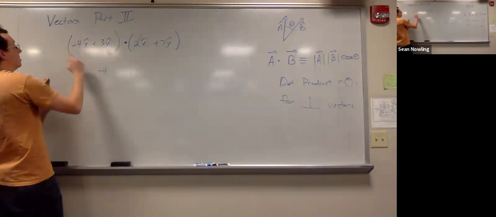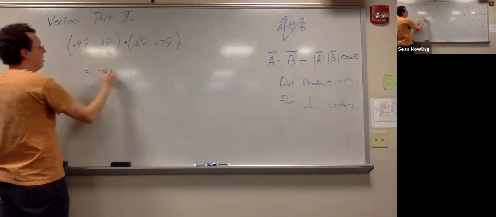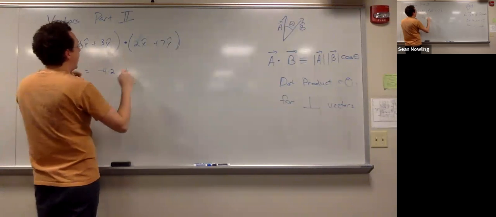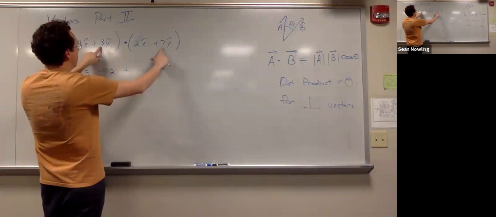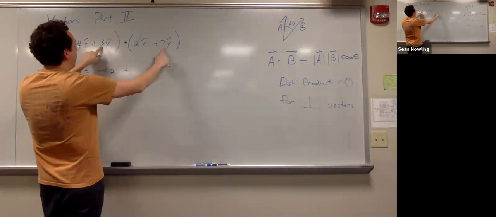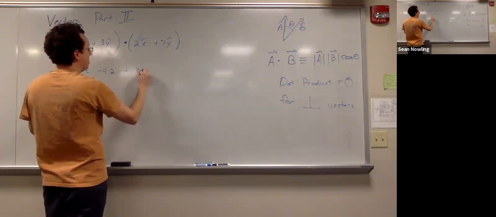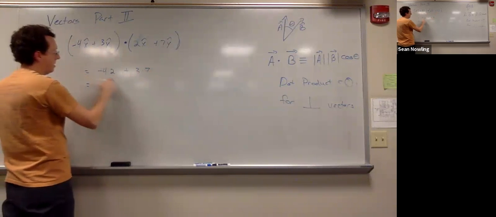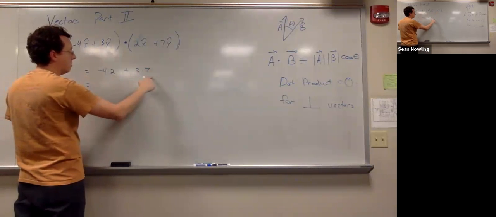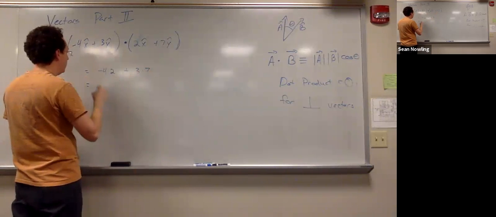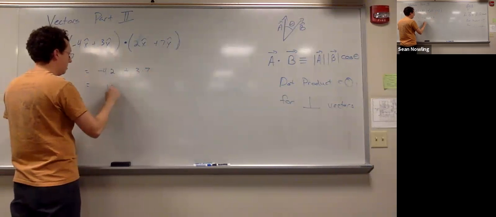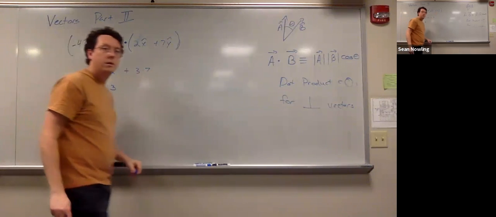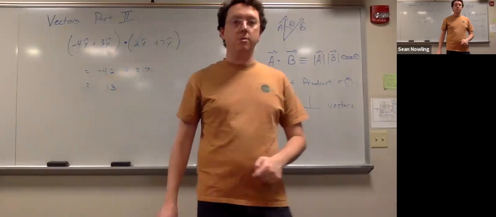So if I work out minus 4 times 2, and then I add to that the coefficients of y hat, that's going to be 3 times 7. That's negative 8 plus 21. That's going to be 13. Okay, so that's how that goes.